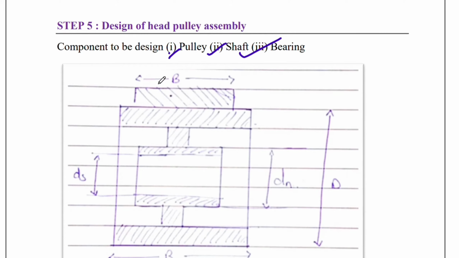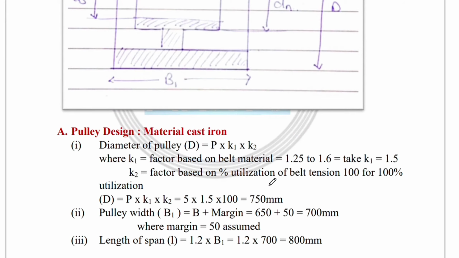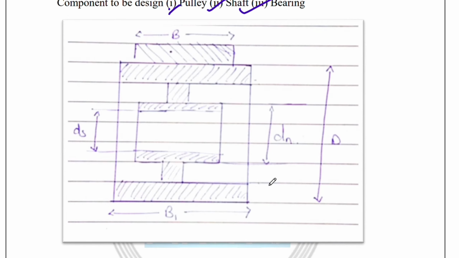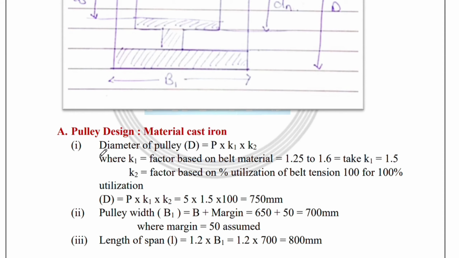This is the diagram of head pulley. This diagram is important; you have to make it in the exam. So first we will design the pulley. For pulley design, we take the material as cast iron.